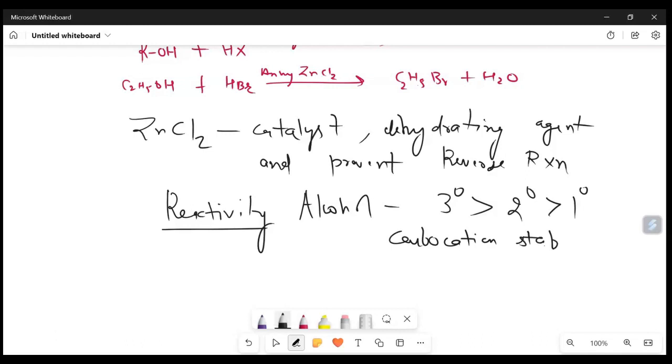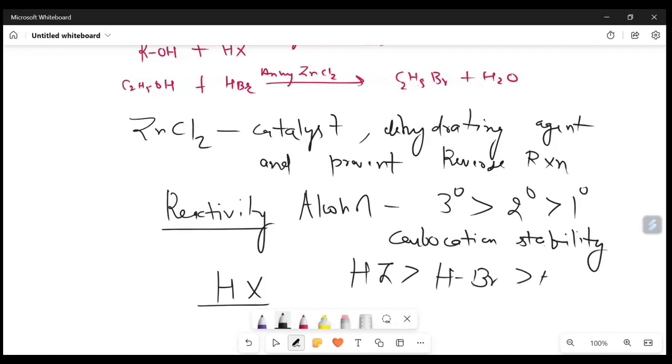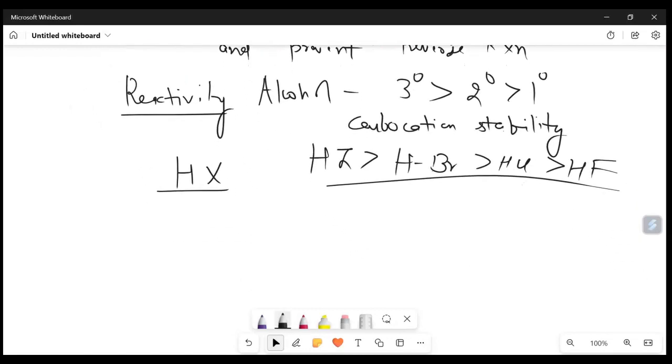The third part, because we are breaking the bond between C और O, the third part is HX reactivity, which is HI is more reactive because of the size, then HBr, then HCl, then HF. HF is less reactive in this reaction. Okay, so you must note this in your notebook.